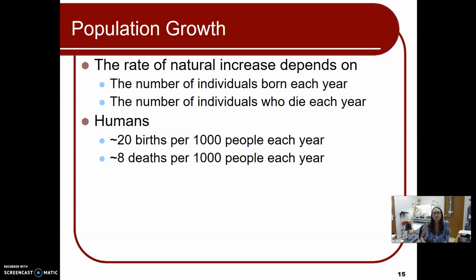So let's even simplify it more. There are 100 people in a population. Over the course of a year, 20 babies are born, 8 people die. The new population is 112, right? So you had 100 people in a population, 20 babies are born, so that makes it 120, but 8 people die. So we subtract 8, so the new population is 112. So we're growing.